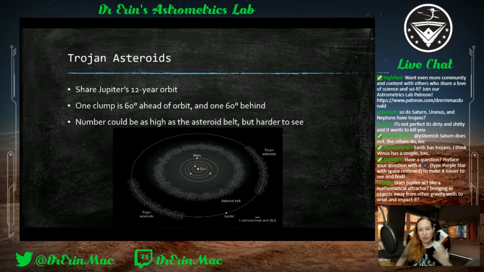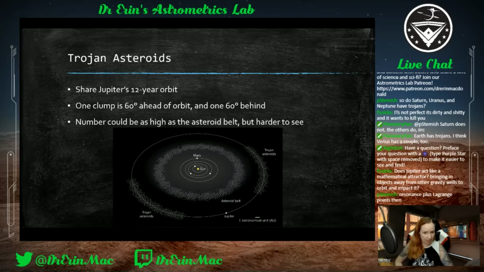Yeah, physics. So the question is, does Jupiter act like a mathematical attractor, bringing in objects away from other gravity wells to orbit and impact it? A little bit of both. So there's actually some, not debate, but people have different opinions on Jupiter's role in our solar system with respect to asteroids and protecting the Earth as well.